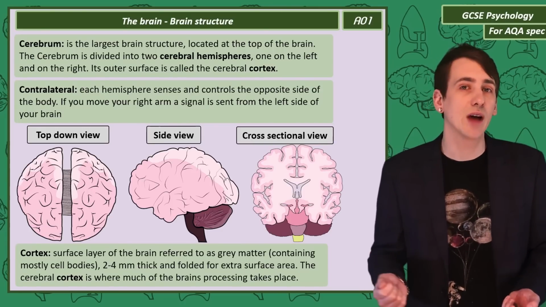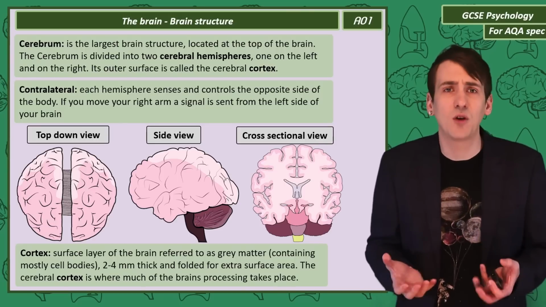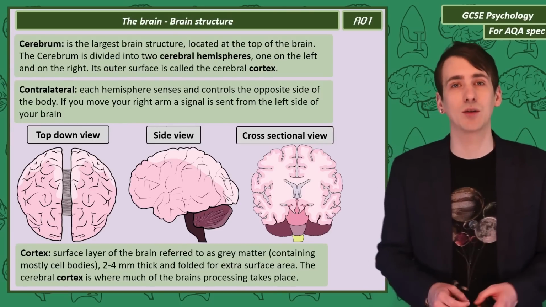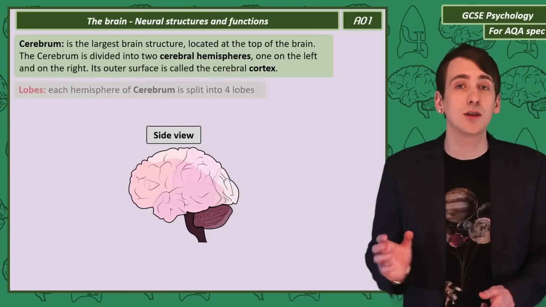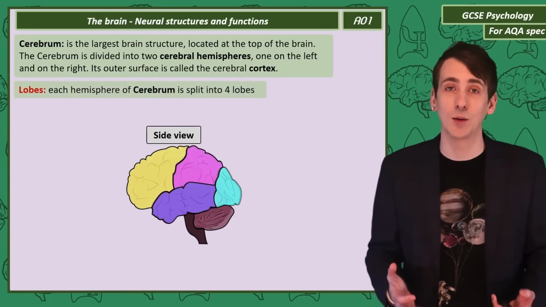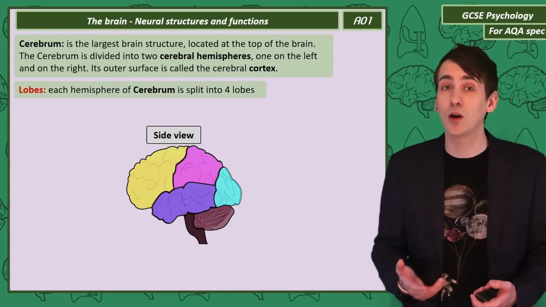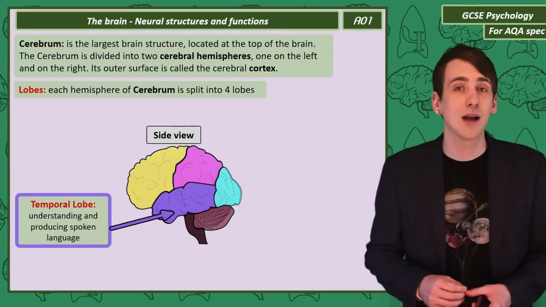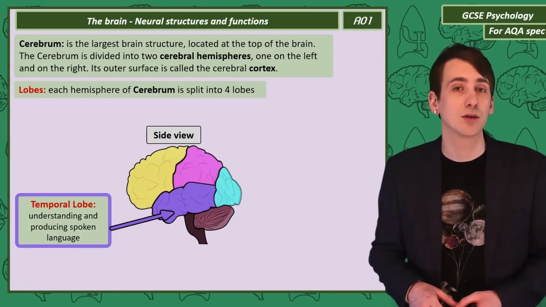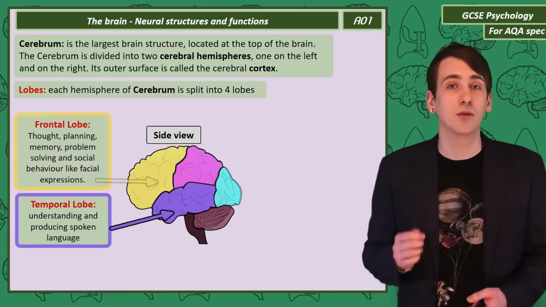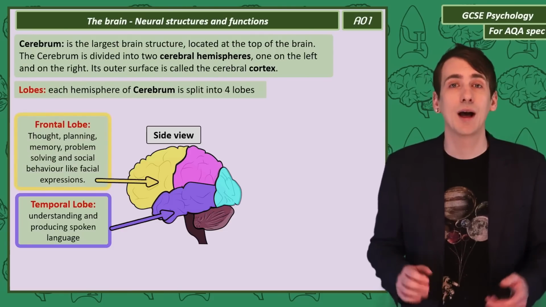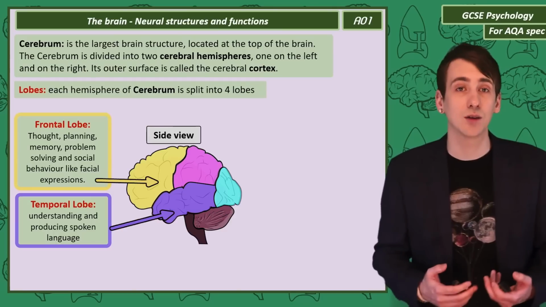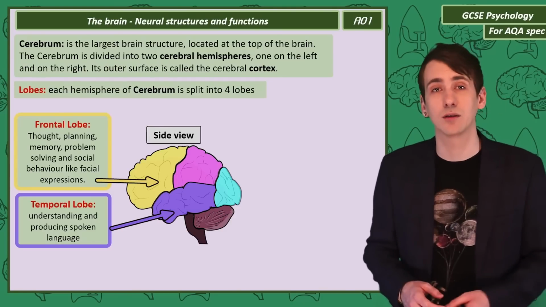The cerebral cortex is wrinkly, so folded, and this is to increase the brain's surface area, allowing more space for processing. Psychologists divide each cerebral hemisphere into 4 lobes. Let's identify each one along with some of its functions. The left temporal lobe understands and produces spoken language. The frontal lobe is involved in conscious thought, planning, memory, and logical tasks like problem solving. It also regulates social behavior like facial expressions.